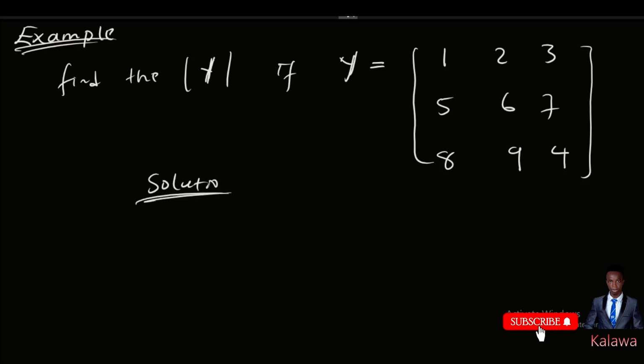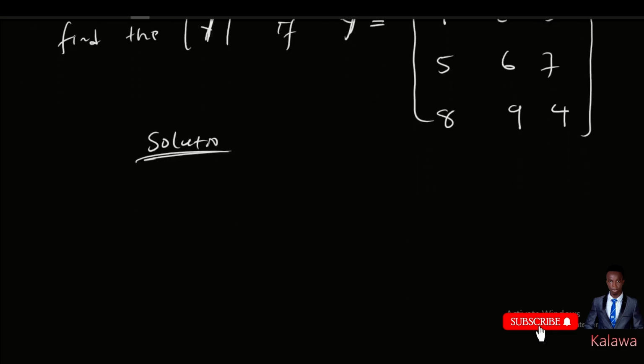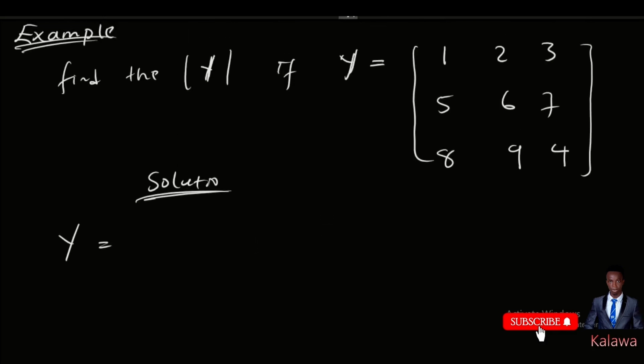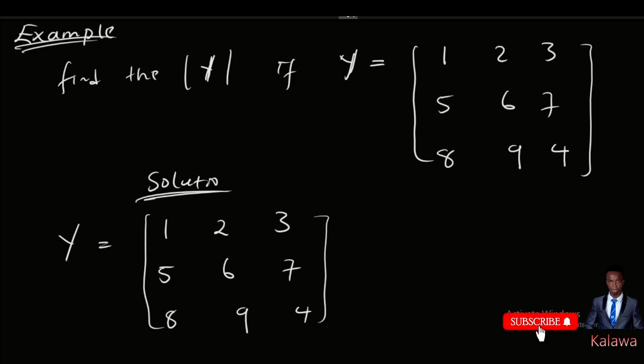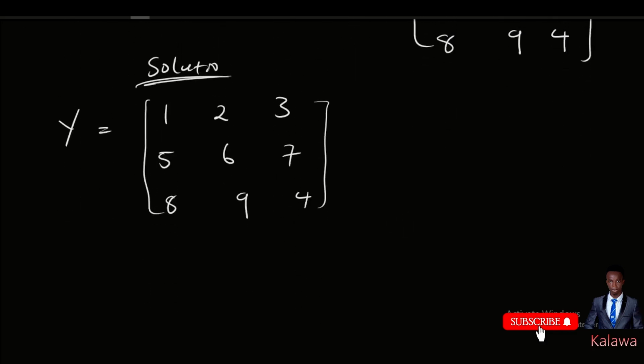So let me go straight to the solution. We are going to find the determinant of this. Again, this is y, and the elements of y are 1, 2, 3, 5, 6, 7, 8, 9, 4. So if I were to find the determinant for this, first of all, I will choose the first row. I'm going to use the first row to find the determinant.